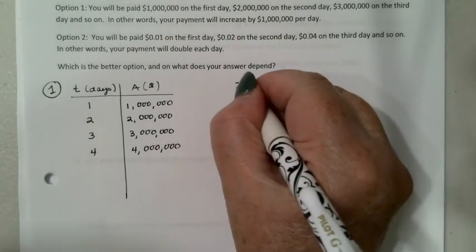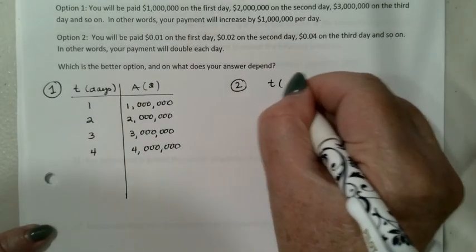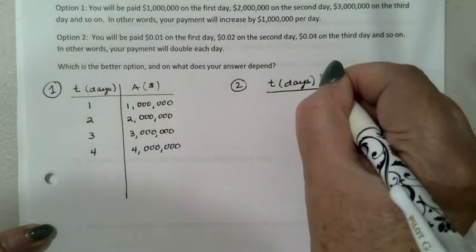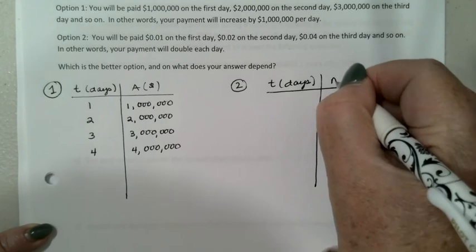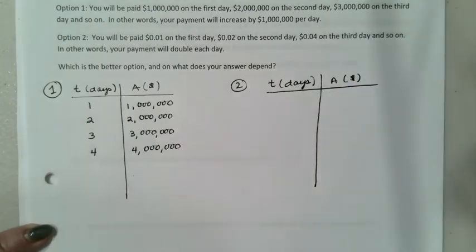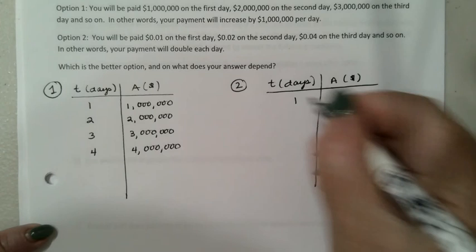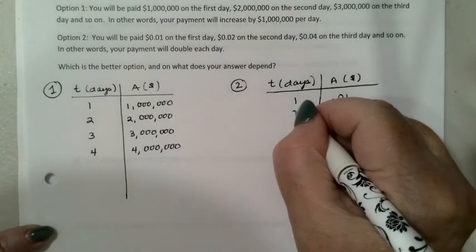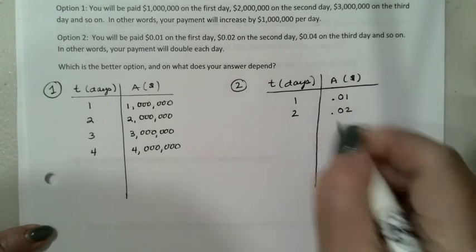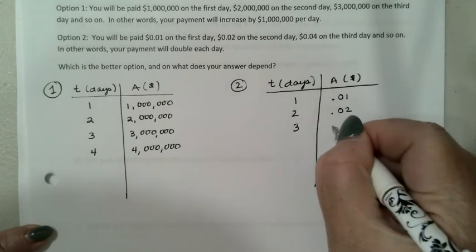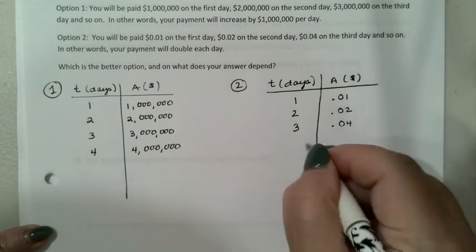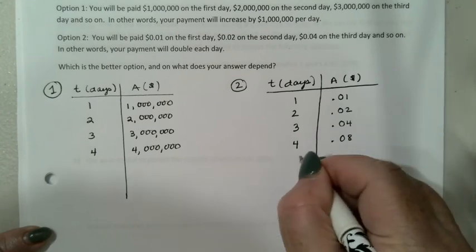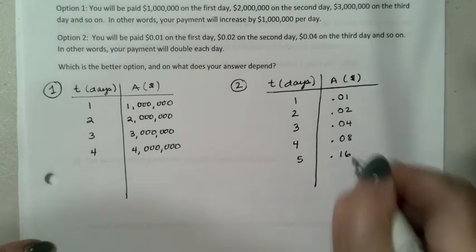All right, in option 2, I'm going to set up a similar chart. And this time on day 1, we're paid 1 cent. On day 2, that doubles, we're paid 2 cents. On day 3, it doubles again, so 4 cents. On day 4, it would be 8 cents. On day 5, we're all the way up to 16 cents, right?